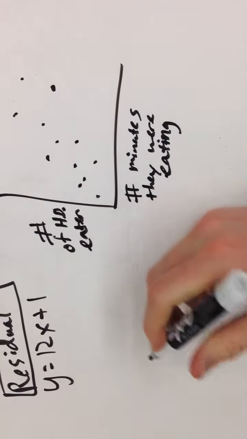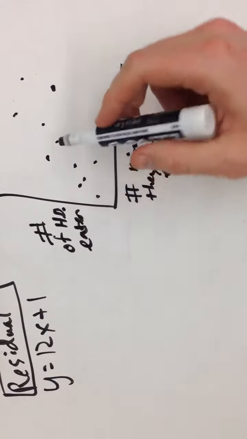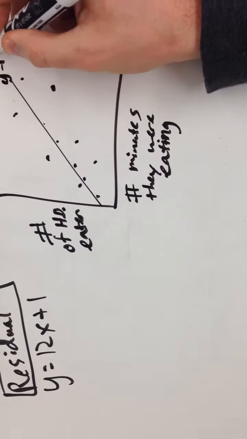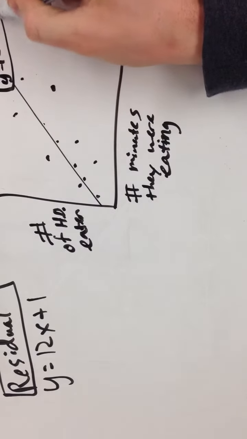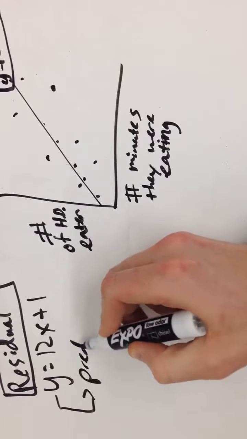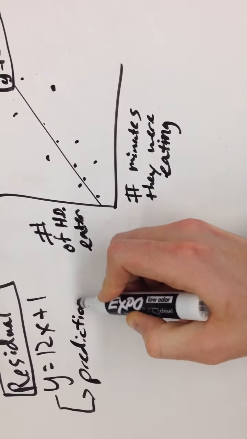So let me tell you, I made of this data, I made a scatter, made a line of best fit, and I figured out that it's y equals 12x plus 1. Lines of best fit are good at making our predictions. Okay.